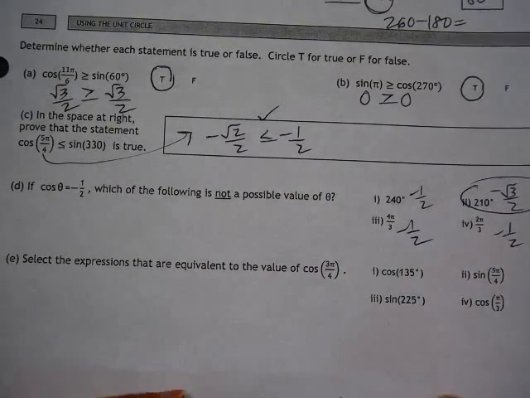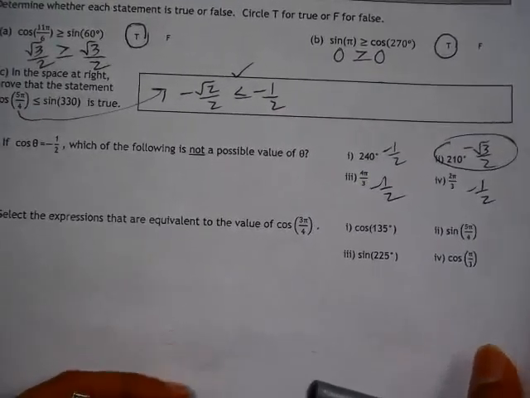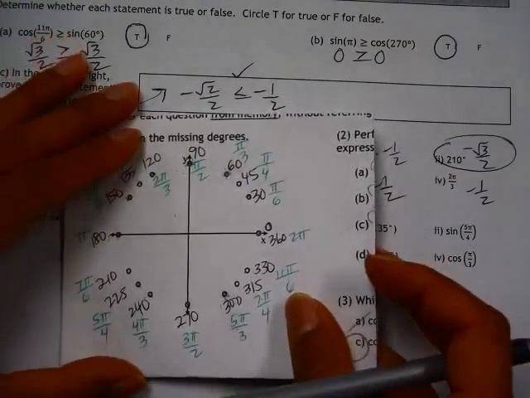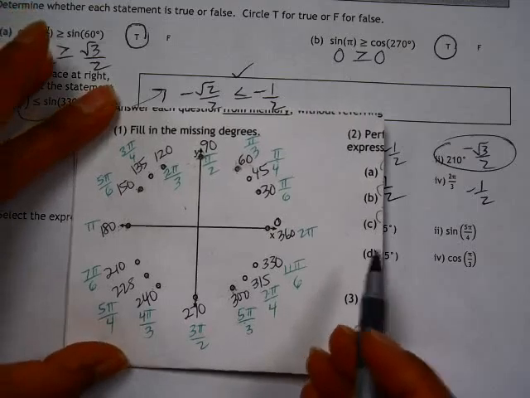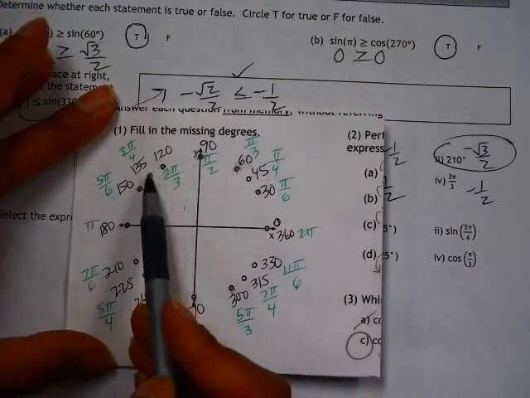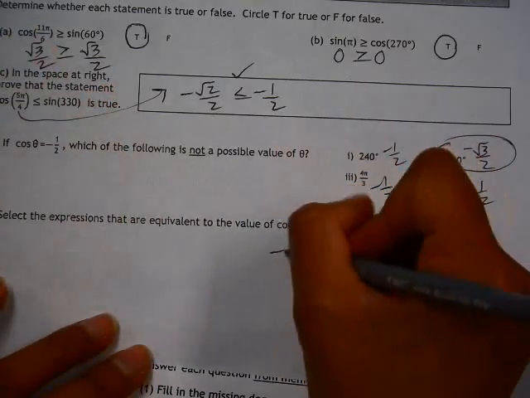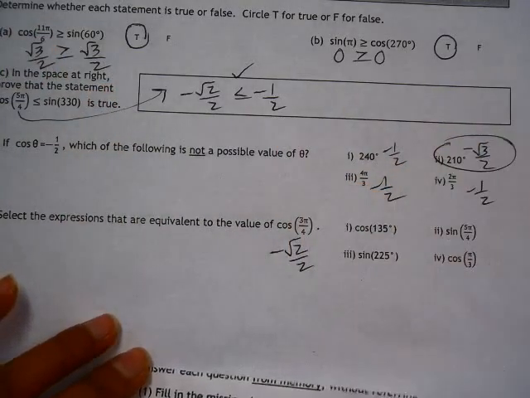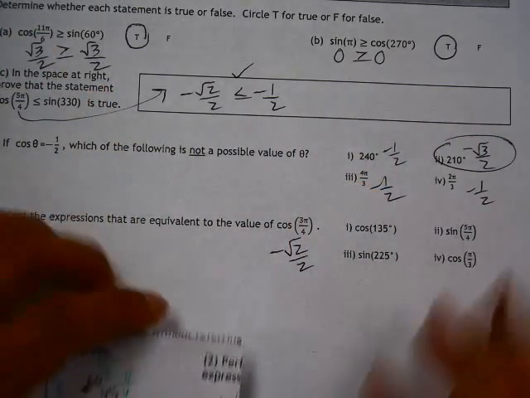And lastly here, select all the expressions that are equivalent to cosine 3 pi over 4. Cosine at 3 pi over 4 is negative, and it's the medium leg, so negative root 2 over 2. And we're evaluating these to see which ones are also equal to that.